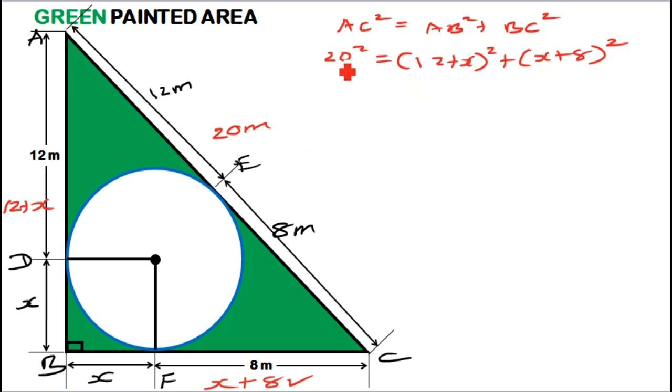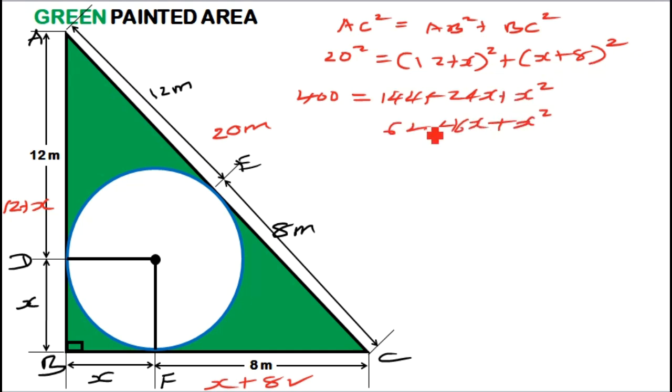If you open the bracket, first of all, 20 squared is 400, equal to (12 plus X) squared. Opening the bracket, 12 squared is 144, 12 times X is 12X times 2, that is plus 24X, then plus X squared. Opening the other bracket, you get X squared plus X times 8 is 8X times 2, that is plus 16X, then 8 squared is plus 64. If you simplify, we have 400 equals 144 plus 64, that is 208, then plus 24 plus 16 is 40X, then X squared plus X squared is 2X squared.